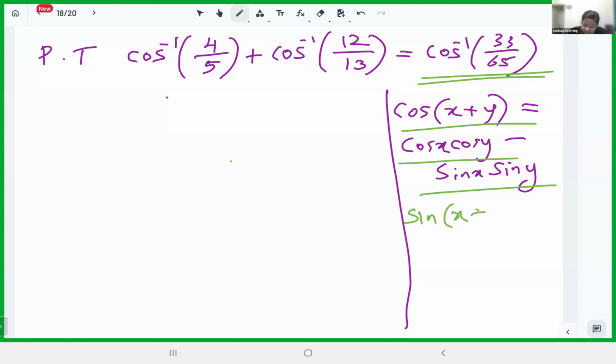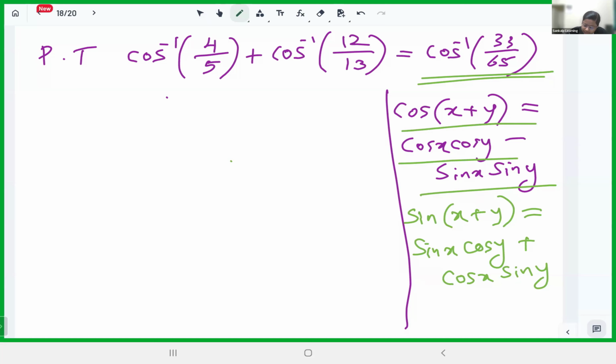What is sine of x plus y? That is equal to sin x cos y plus cos x sin y. If the sine function comes here, you must use this identity. The methods are all the same, but the identities might be different. So you should know certain identities to solve this problem, and you should practice more of this type of question.